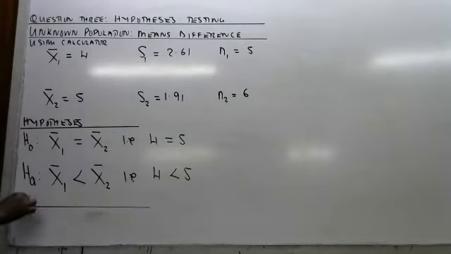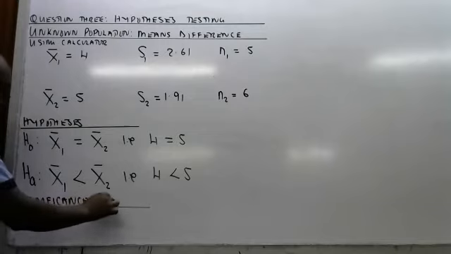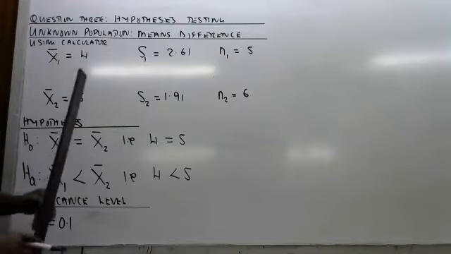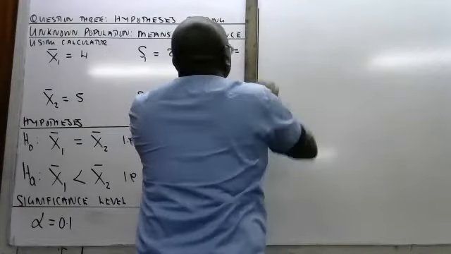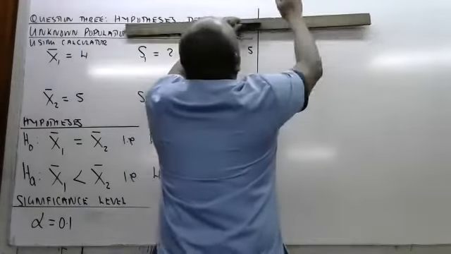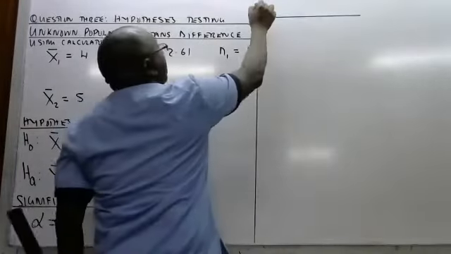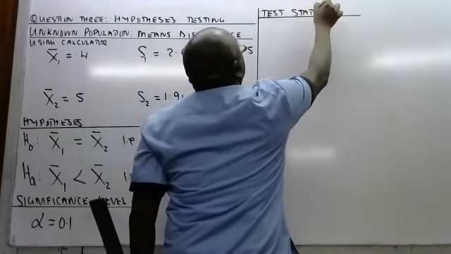Second step is significance level. So significance level, we are told to do at what percent? 0.1, that is 10%. 0.1, that is 90% confidence. Next step is where you bring test statistic.